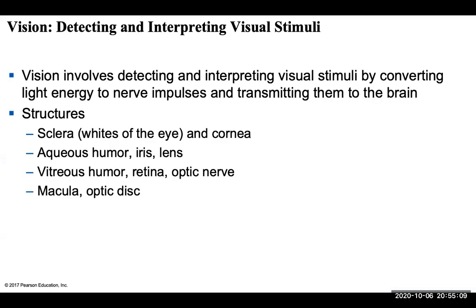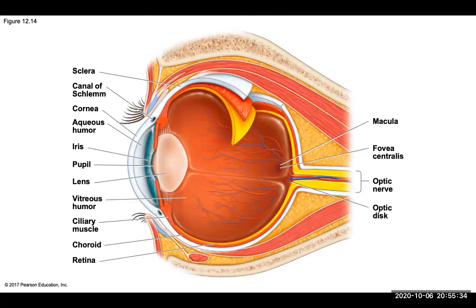A lot of it is a review from the senses chapter of the nervous system. So there will be a lot of anatomy, specifically in the eye and the ear for this one. So we'll first talk about vision. Vision involves detecting and interpreting visual stimuli by converting light energy to nerve impulses and then transmitting them to the brain. And the structures are the eye, and we're going to go over the anatomy of the eye here.